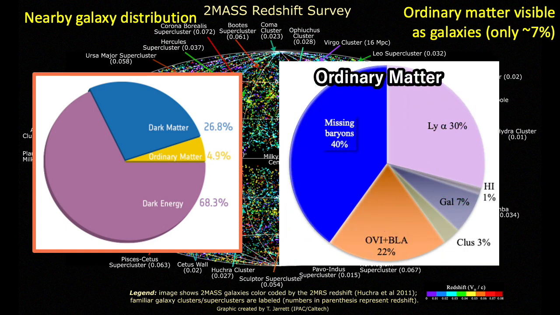Interestingly, the proportion of baryonic matter observed as galaxies is only about 7% of the total baryons, meaning that more than half of the baryons remain undiscovered. This hidden baryonic matter is often referred to as dark baryons or missing baryons.